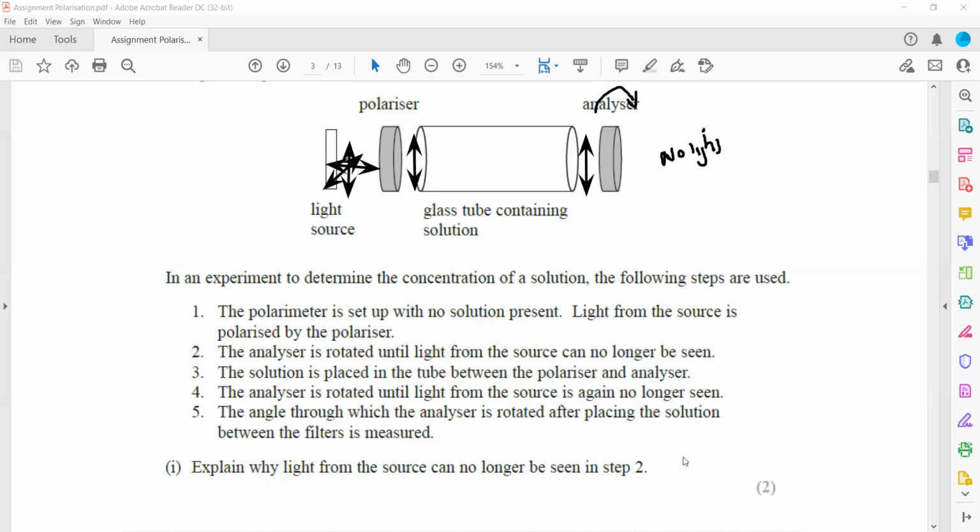It means the plane of the analyzer is perpendicular, or 90 degrees, to the light. So light is completely absorbed and no component passes. If we draw the plane, this plane of the analyzer and the component of the light are perpendicular, so it absorbs all light and the angle between them is 90. That's why no light is able to pass through this analyzer. So when you write the answer for this part, you will mention that the analyzer is rotated 90 degrees to the polarizer, or the angle difference between the polarizer and analyzer is 90. So the light is absorbed and no light is able to pass through.